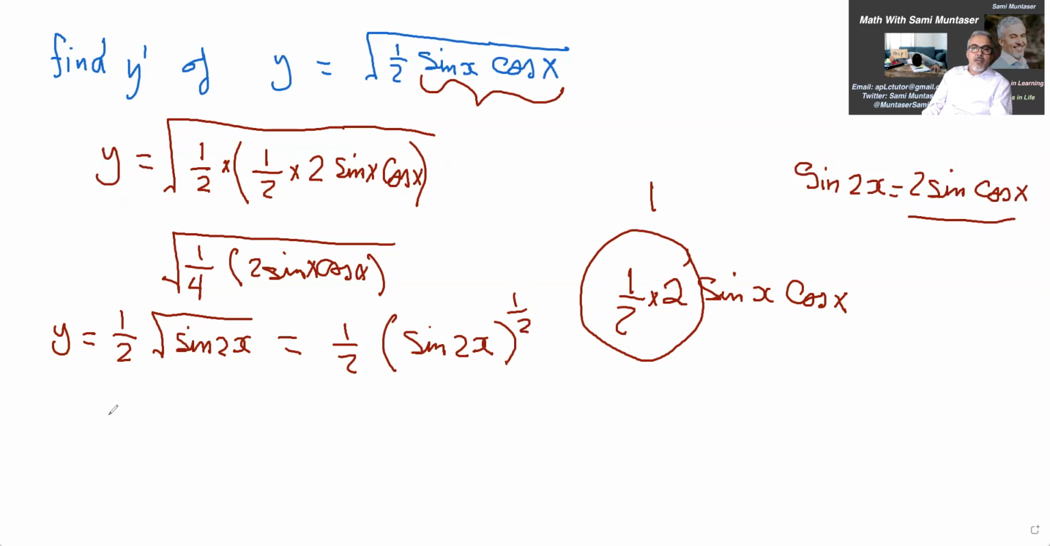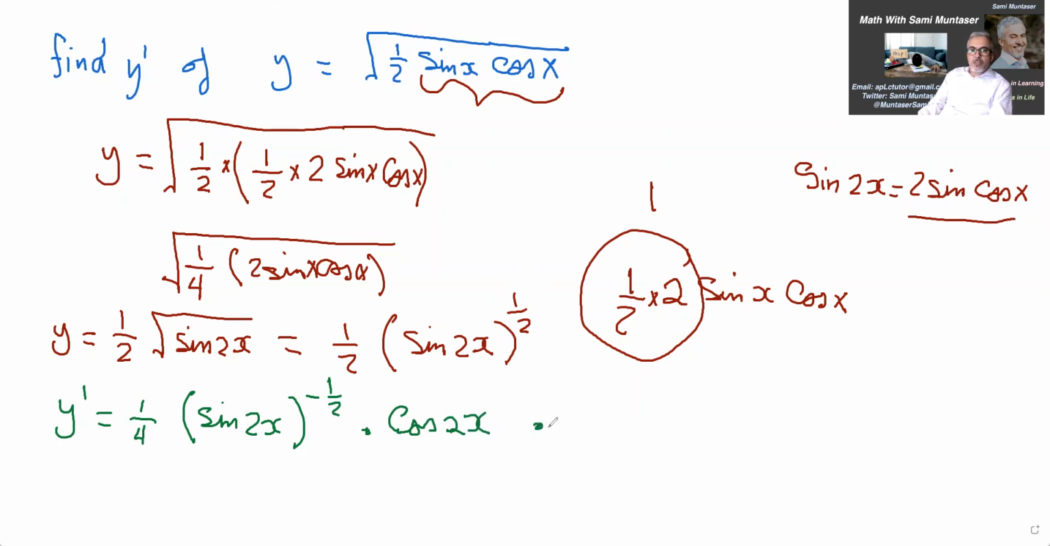Okay, so now we can start doing the derivative. So y prime would equal, I'm taking the derivative from here, so I bring the half down: half times half is 1/4, sine 2x to the negative 1/2, because I'm taking 1 from the exponent. Now I go on the inside here, and the derivative of sine 2x is just cos 2x. I'm getting ahead of myself. And then times the derivative of the 2x, which is 2.